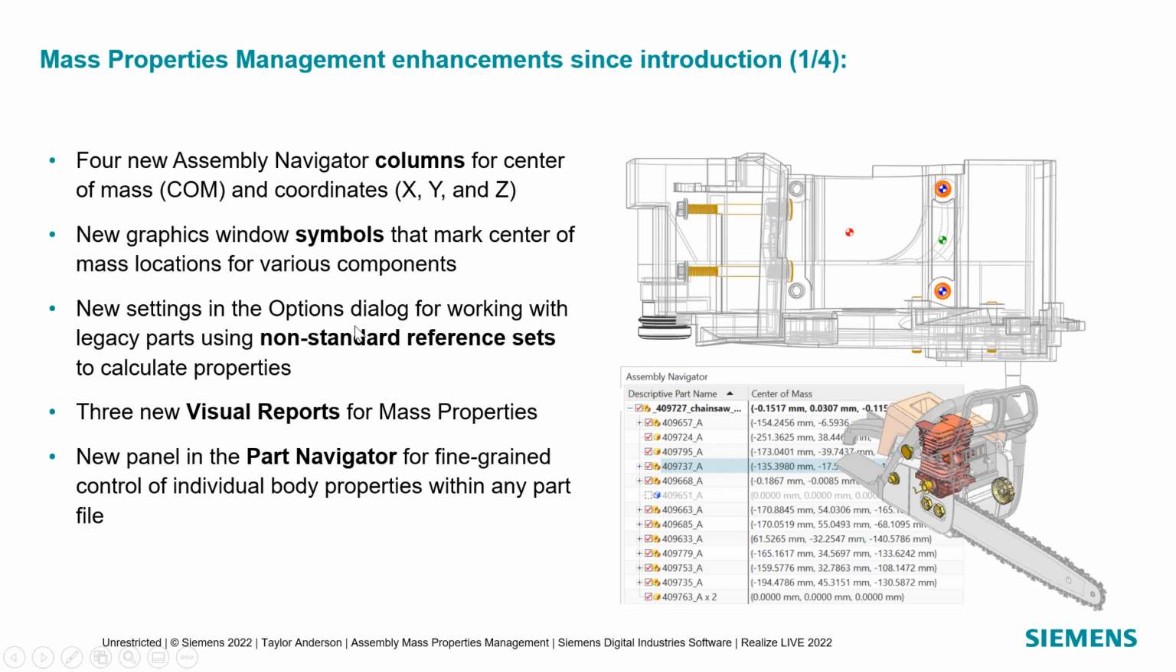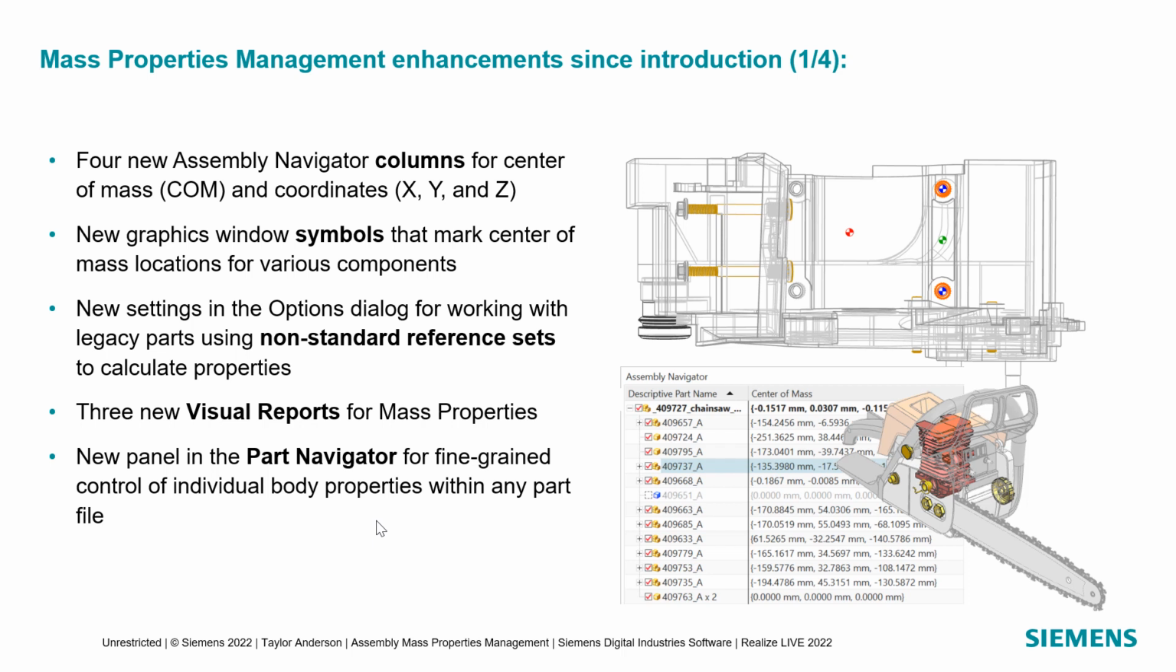There are some legacy options for non-standard reference sets out there that we have some ways to handle, of course, the legacy mass data that's in your parts and assemblies out there. Really nice new visual reports. We'll see this in just a moment in the demonstration for looking at mass properties and understanding these in a very visual way. As well as a new panel in the part navigator, not just the assembly navigator, but really nice fine-grained control of individual body properties out there. So we can look and see very quickly which bodies are in or out of the reference set that's being used for mass properties. See the individual properties of those bodies.